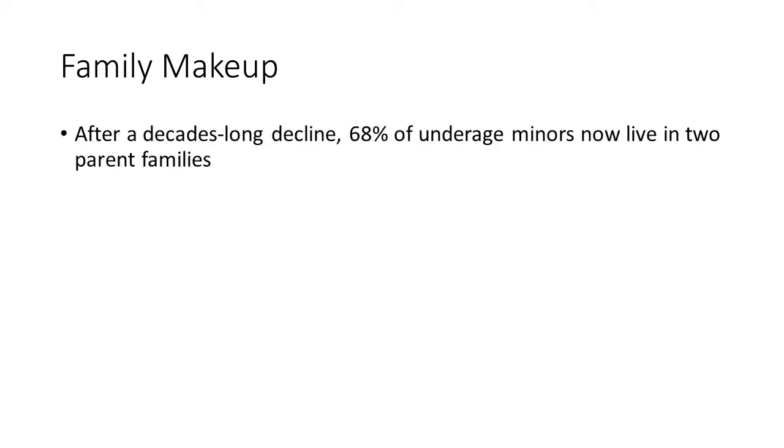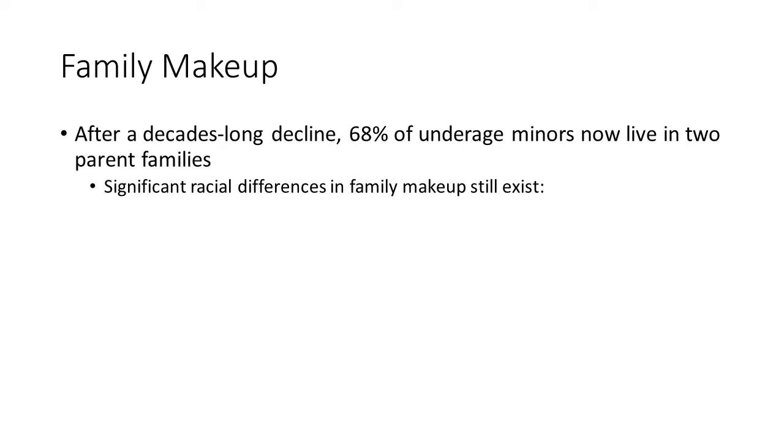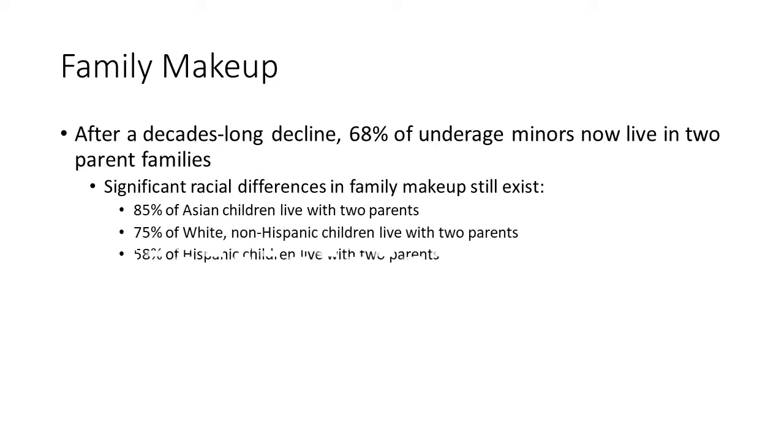Family makeup. After a decades-long decline, 68% of minors now live in two-parent families. 27% live with one parent, and 5% live with no parents, meaning they live with other relatives like grandparents, an aunt and uncle, or somebody else. There are significant racial differences in the family makeup that still exist. They are all outlined in the book, and they are all outlined here. I'm not going to read through them, but as you can see, there are significant racial differences.